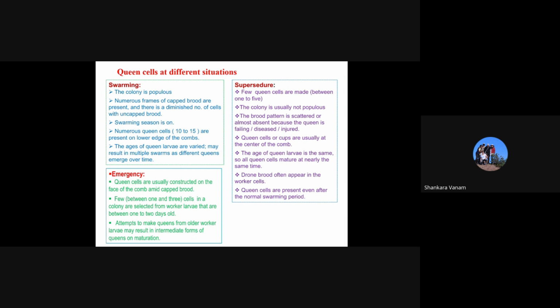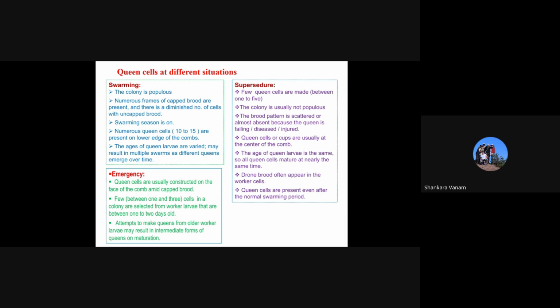The brood pattern is scattered or almost absent because the queen is failing, diseased or injured. In such conditions, the brood, meaning the egg laying, will be here and there. Very rarely do we find the brood cells, and the number of eggs laid is very minimal, or no eggs are laid by the queen in such condition because of age or disease or injury.